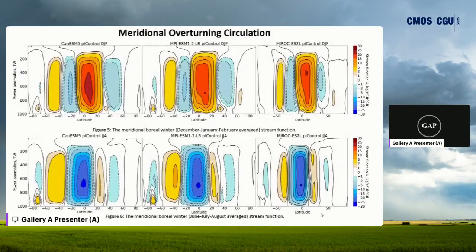Yeah. And here you can see PI control cells. So we studied the winter cells for both boreal winter and austral winter. For boreal winter, December, January, February, we studied the northern Hadley cell in the northern hemisphere. And for austral winter, we studied Hadley cells in the southern hemisphere.